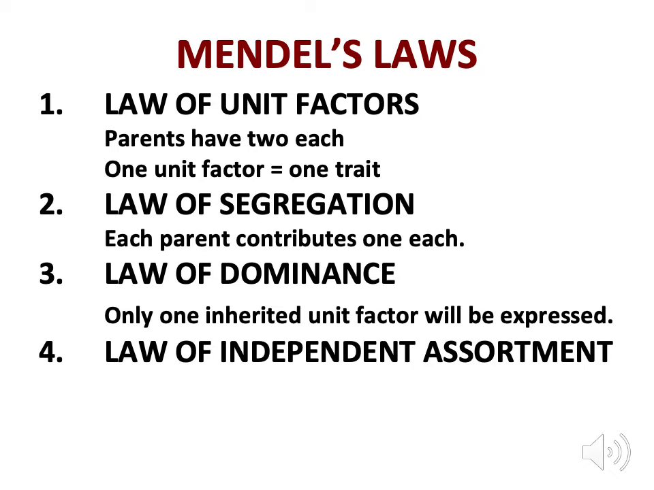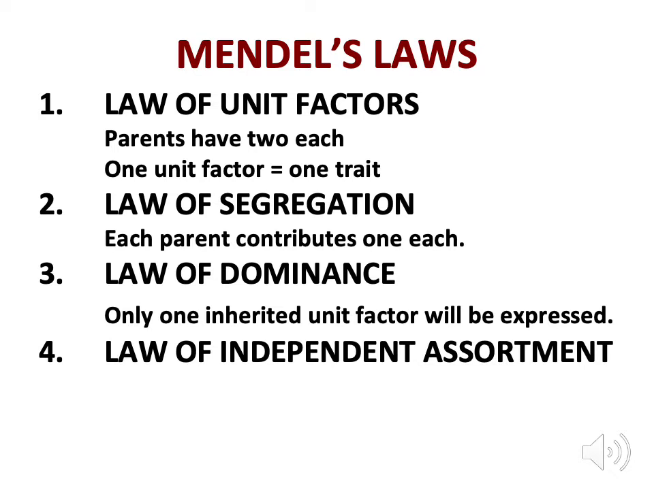And his understanding was parents, that is a pea plant that was going to be bred with another pea plant, would have 2 unit factors each. So, for example, if you've got a guy named Joe and he marries a girl named Sue, he's got 2 genes for eye color, and so does Sue. Because the fact of the matter is he has inherited a gene for eye color from his mom and a gene for eye color from his dad, and same thing with Sue.